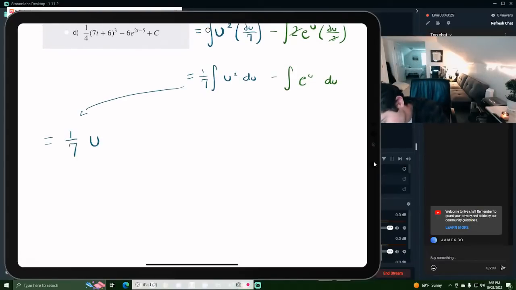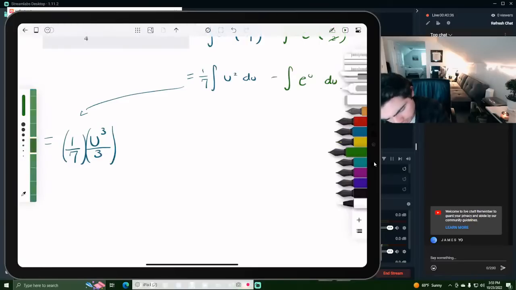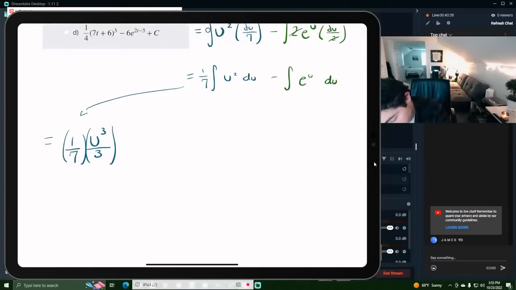So that would just be u to the third over 3. So I'll just call it 1/7 times u cubed over 3. And then the second part, the antiderivative of e to the u is e to the u. We want to make sure we have a plus c. Just for both of these, we can just have 1 plus c.